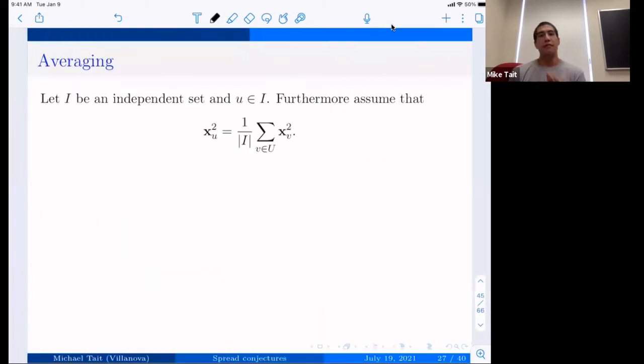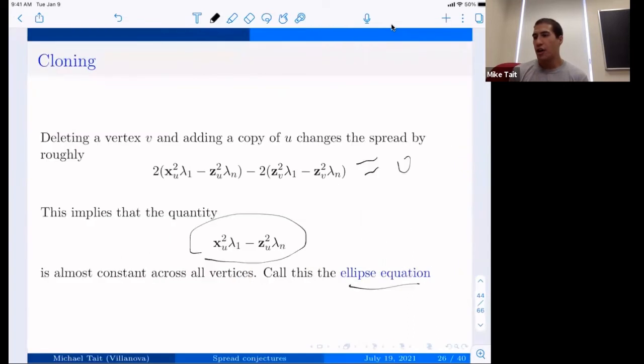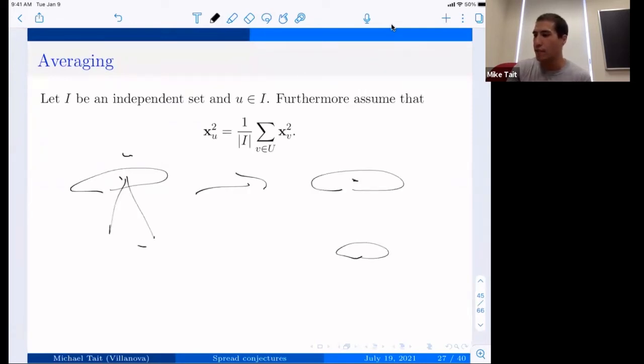And I'll do the same thing, but for more vertices. So here with this cloning, what I did was I removed a single vertex and I added a copy of u. And I'll do the same thing for an entire independent set. So I'll have some independent set with u in it, and I'll change it so that the whole independent set has the same neighborhood. So it'll look like this. And now I'm going to impose a condition on the eigenvector entry: that the eigenvector entry corresponding to u is the L2 norm of the eigenvector entries in the entire independent set.